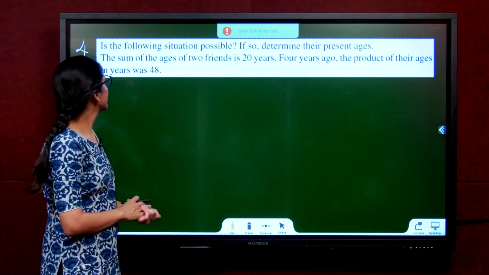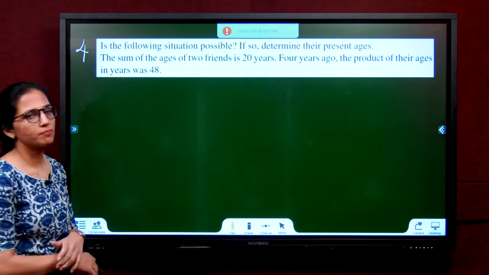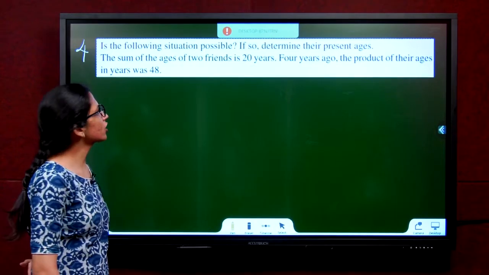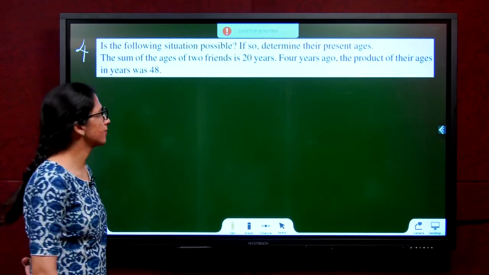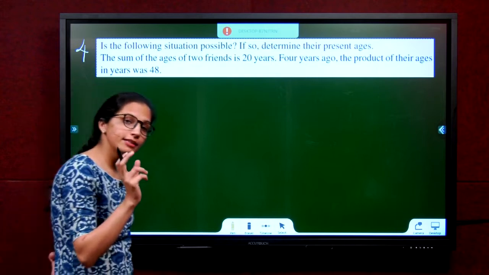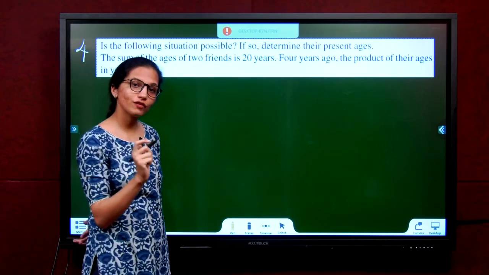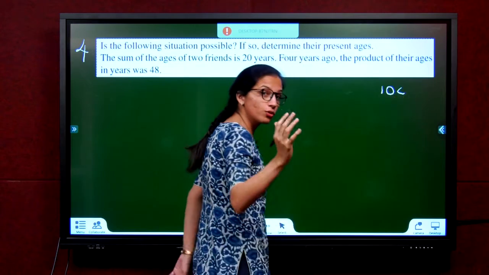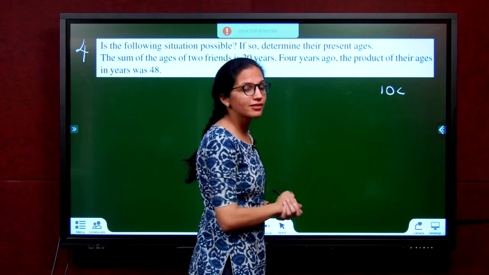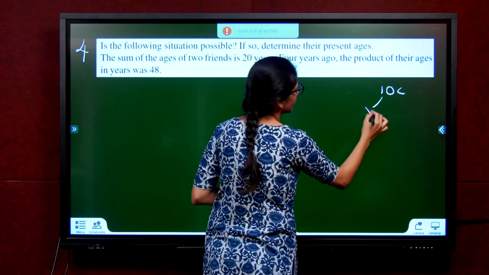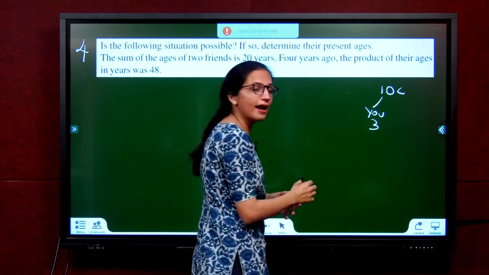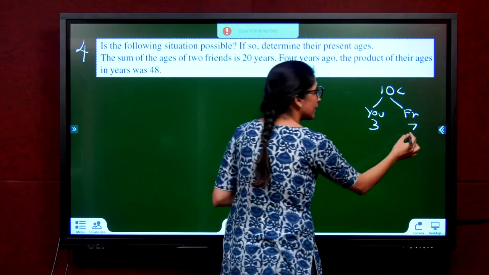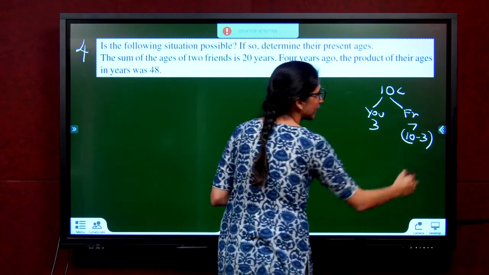Next question. Is the following situation possible? If so, determine their present ages. The sum of the ages of two friends is 20 years. Whenever sum related questions are given, how should we solve it? I hope you remember. If you and your friend together have 10 chocolates, you have 3 chocolates. How many chocolates does your friend have? All of you guessed 7. How did you get 7? 10 minus 3 is 7.